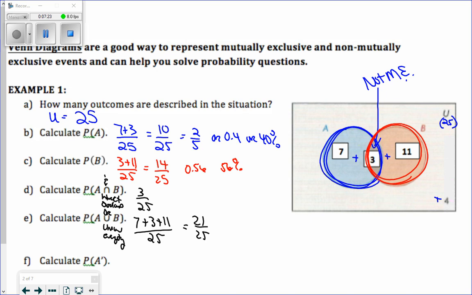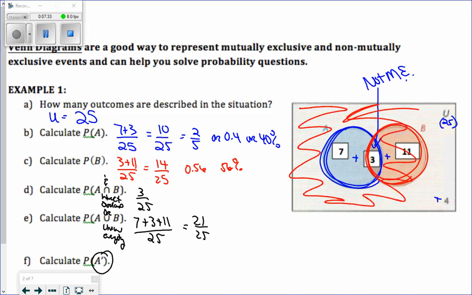What does that little dash after the A mean? Not A. So everything outside circle A, so that would be outside that. So that would be 11 plus 4. So that's 15 out of 25.